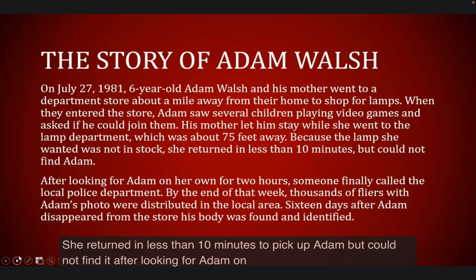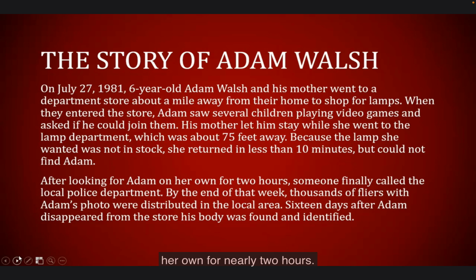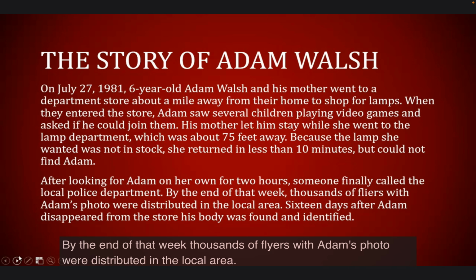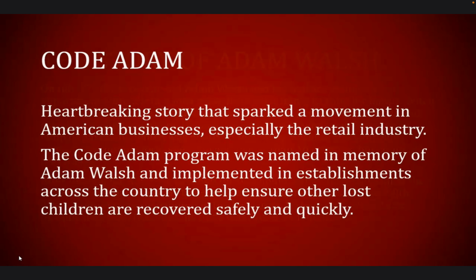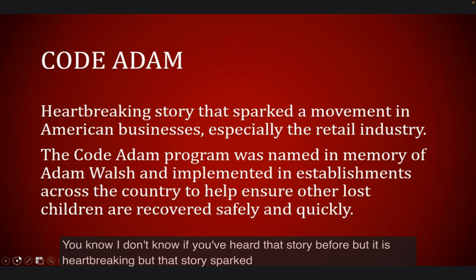After looking for Adam on her own for nearly 2 hours, someone finally called the local police department. By the end of that week, thousands of flyers with Adam's photo were distributed in the local area. And sadly, 16 days after Adam disappeared from the store, his body was found and identified. I don't know if you've heard that story before, but it is heartbreaking.